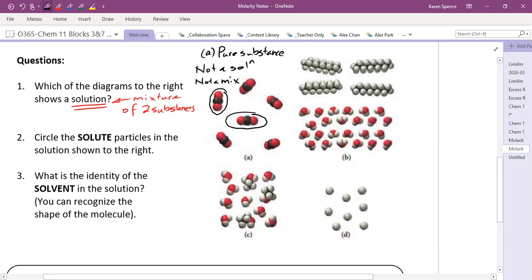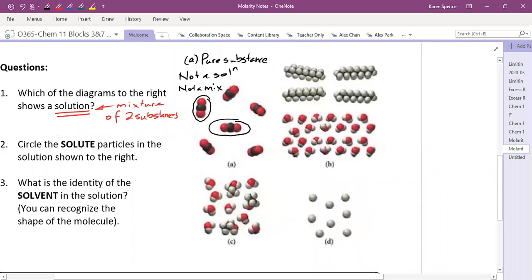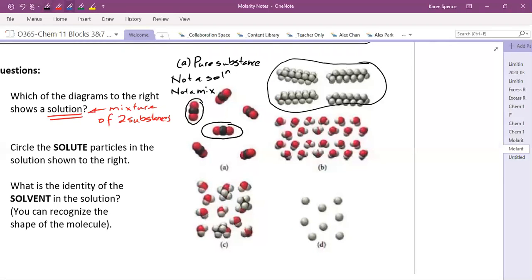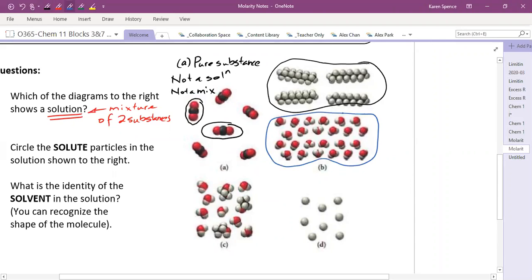Okay, how about B? Well, in B, we can see that there is one type of substance here, and there is a second type of substance here. So we have a mixture. So B is a mixture.